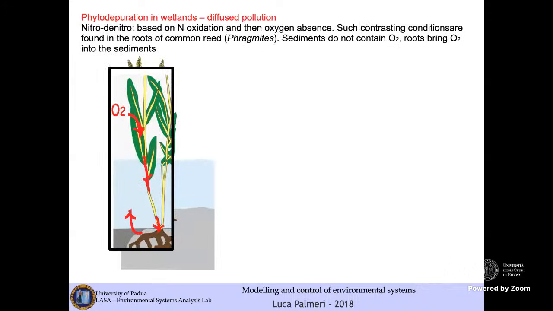This is an exemplification of why phytodepuration in wetland systems is a relevant process. As I told you already, it is the only relevant process that you may employ in order to treat diffuse pollution. In this case, you have nitrification and denitrification cohabitation processes. This process of phytodepuration is based on nitrogen oxidation and then oxygen absence. Such contrasting conditions may be found in the roots of common reed, Phragmites.